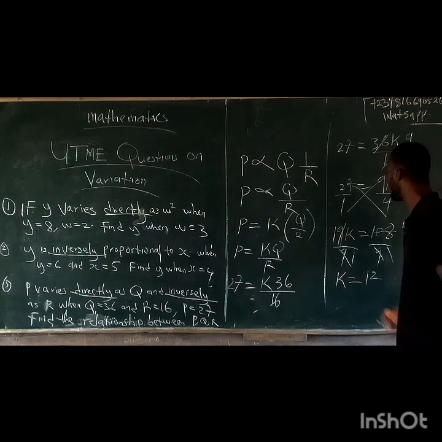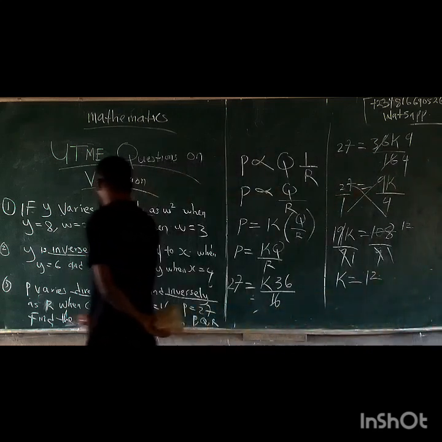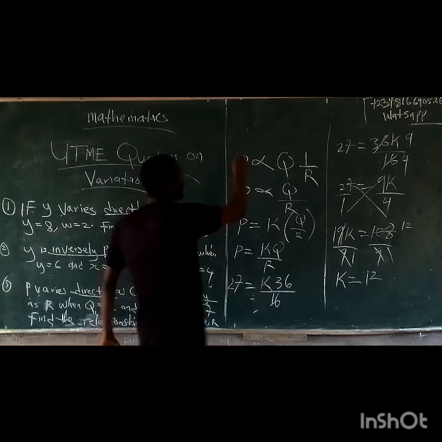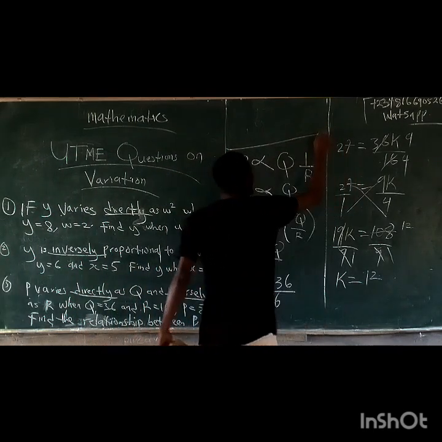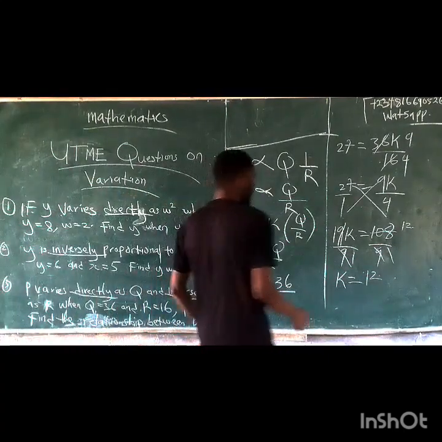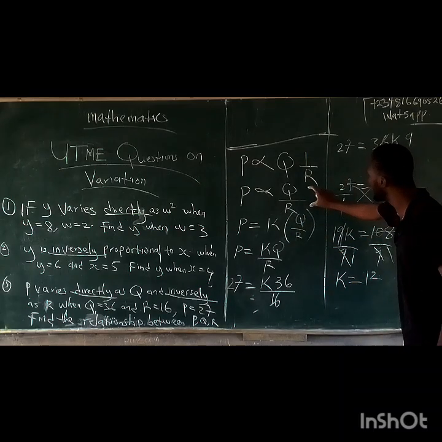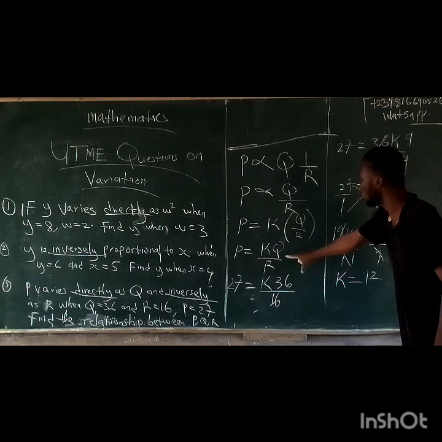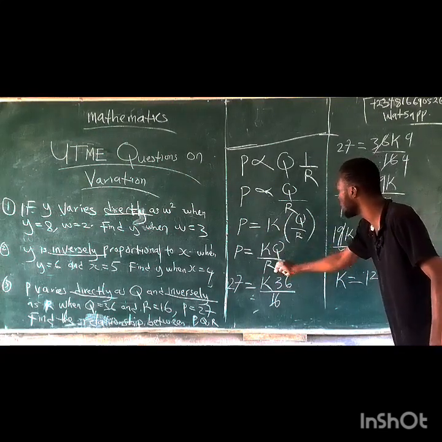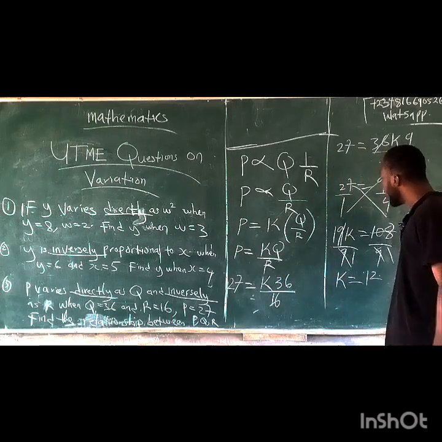But that's not what we have to do, because the first thing you need to do is find the constant. Now the question is to find the relationship between P, Q, and R. The relationship is already given in the text: k times q over r. This is r, please, not 12.